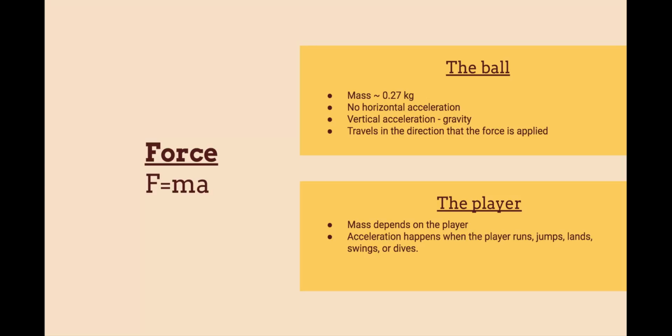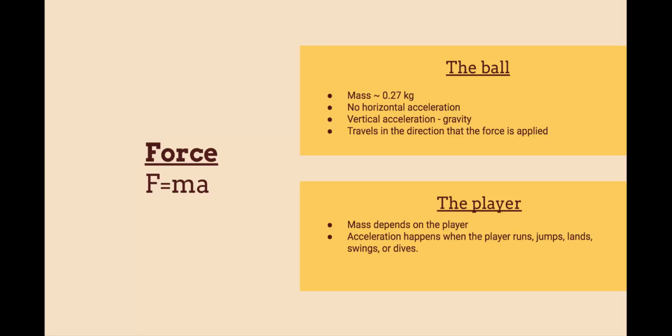So since force equals mass times acceleration, you can use force to analyze the way the ball moves. The mass of the volleyball is about 0.27 kilograms. It has no horizontal acceleration because there are no forces acting on it. The only vertical acceleration acting on the ball is gravity. And then the ball travels in the direction that the force is applied.